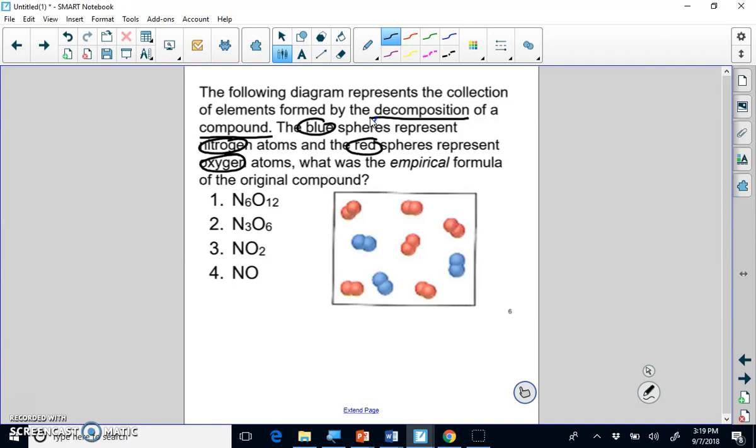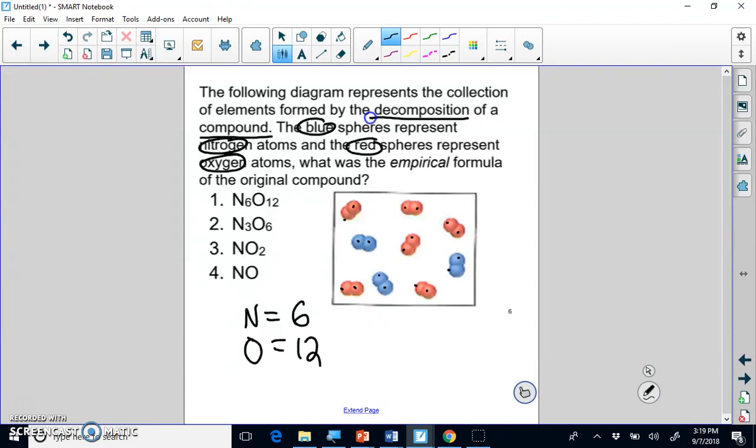So to find an empirical formula of the compound that decomposed, we have to count the atoms. Remember, nitrogen atoms are blue. So if we look at the nitrogen atoms there, and I know you don't have color, so I apologize, 1, 2, 3, 4, 5, 6 nitrogen atoms. And then our oxygen atoms, 1, 2, 3, 4, 5, 6, 7, 8, 9, 10, 11, 12.